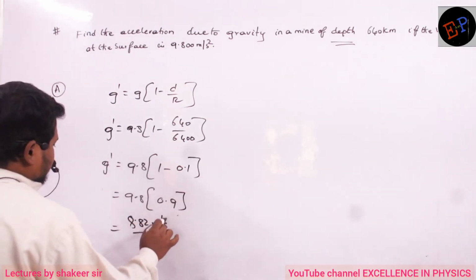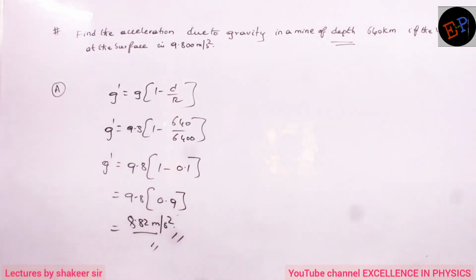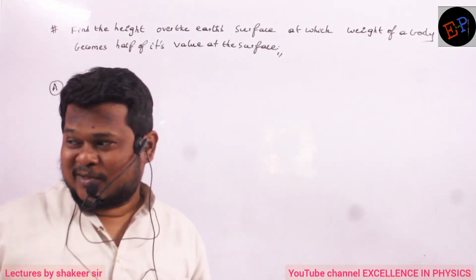8.82 meter per second square. That's all. That is our answer.